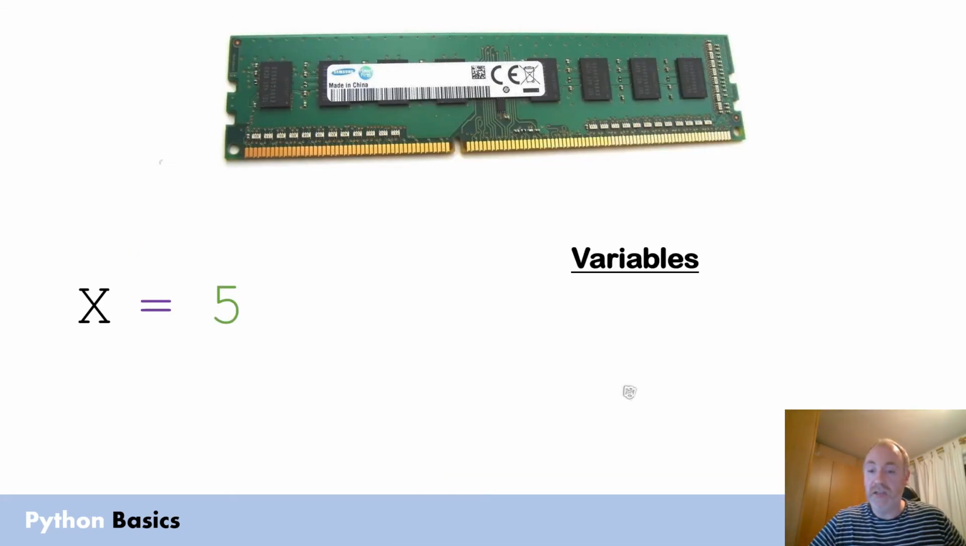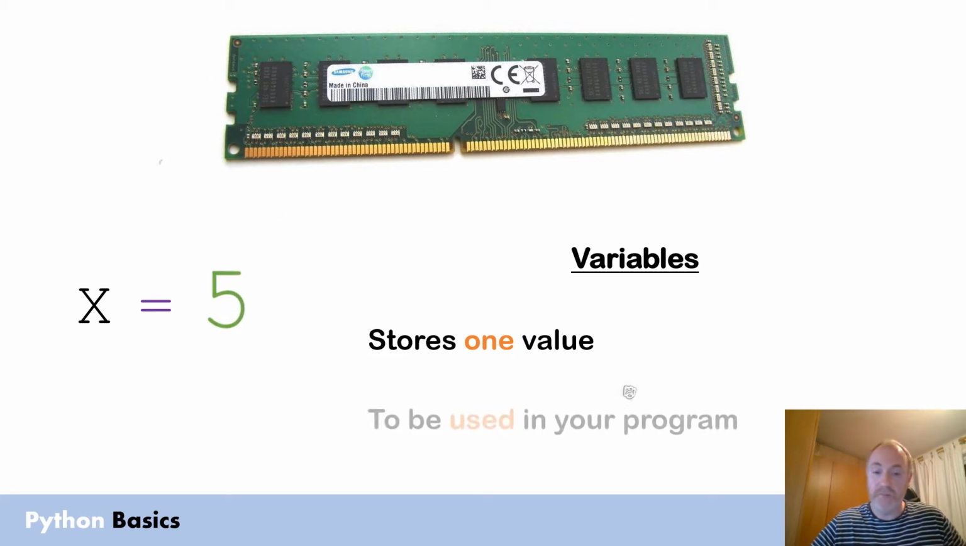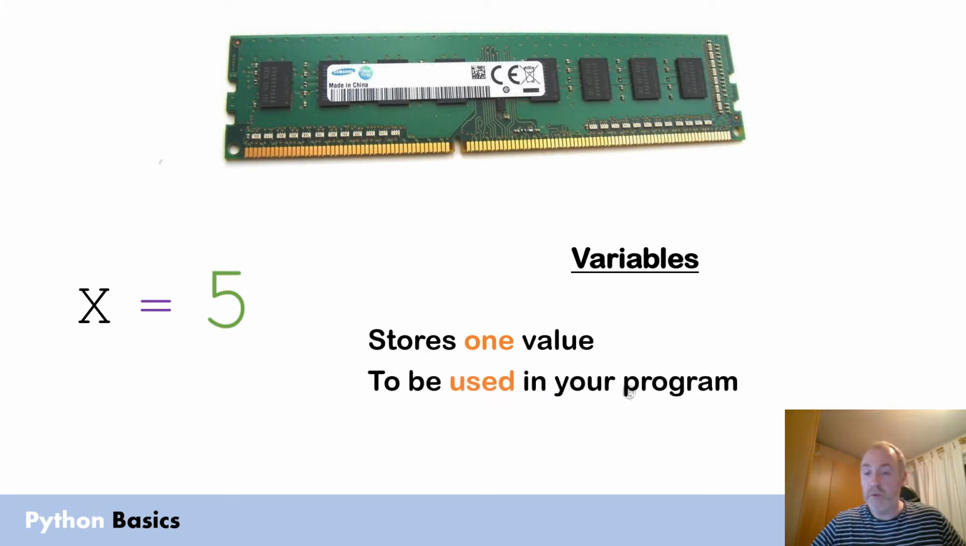Let's look at a variable a bit more closely. At the moment on the screen, I have a variable x equals 5. A variable allows us to store a single value. In this example, I'm storing the value of 5. That variable can then be used in my program once it's been created. That variable can be used multiple times, it can have its value changed, and that variable can be used as part of a larger calculation.